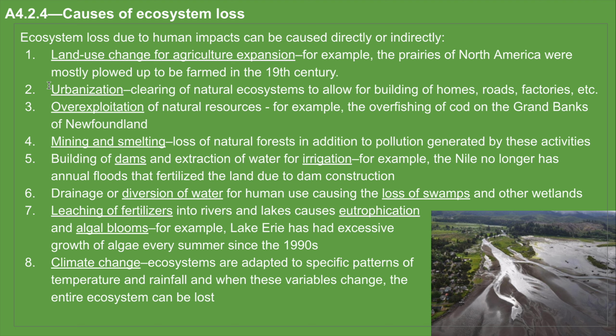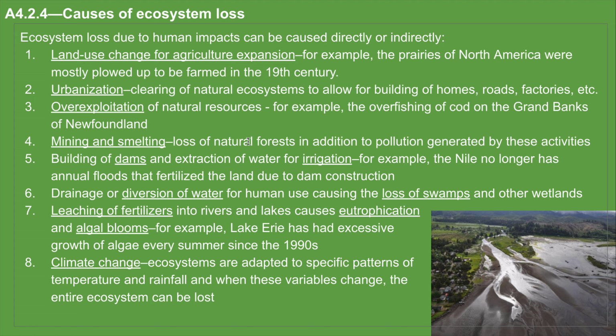Overexploitation of natural resources. For example, the overfishing of cod on the Grand Banks of Newfoundland. This led to an entire fishery collapse because this cod fishery was seen as this unlimited resource, and we just took until the whole cod population collapsed. Mining and smelting, loss of natural forests in addition to pollution generated by those activities.